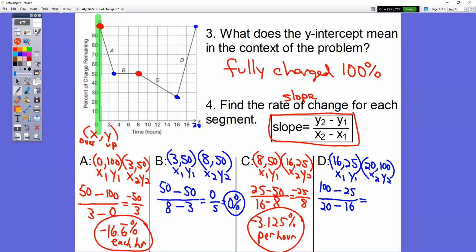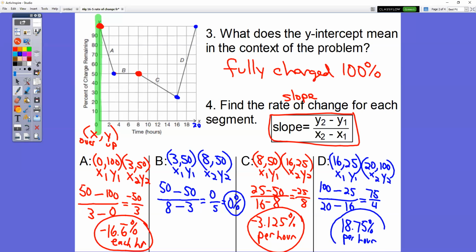100 minus 25 is 75. 20 minus 16 is 4. Top divided by bottom. 75 divided by 4 is 18.75. And in the context of the problem, it would be percent. So what does this mean in the context of the problem?